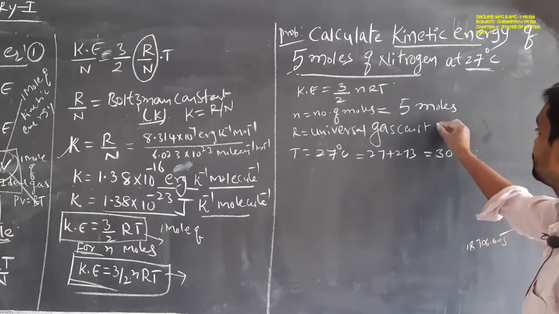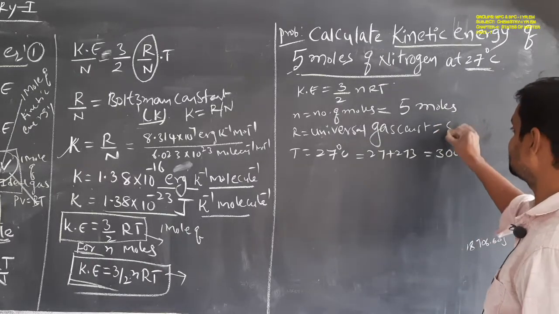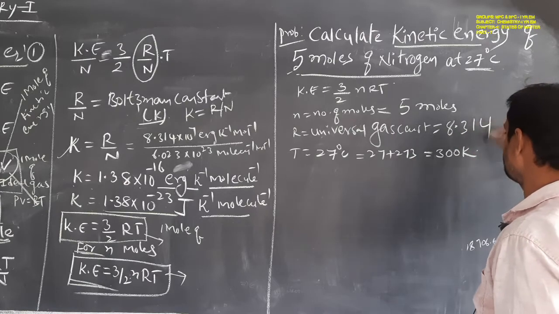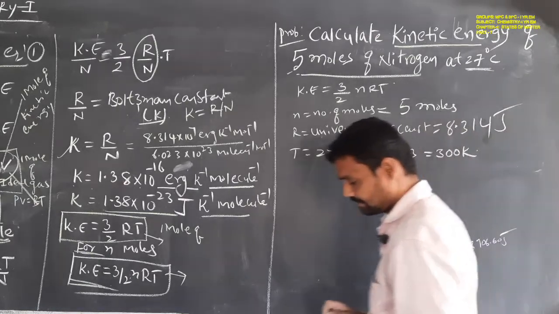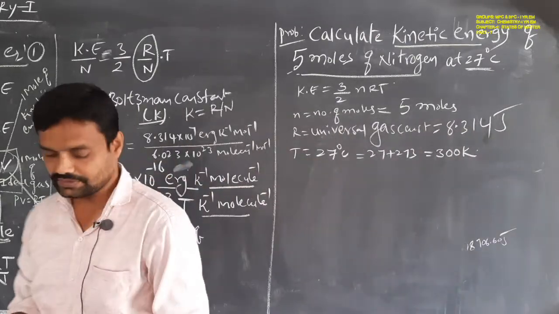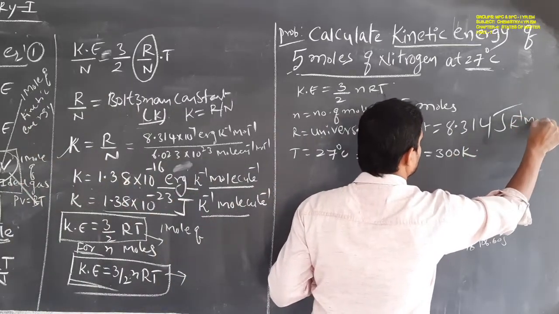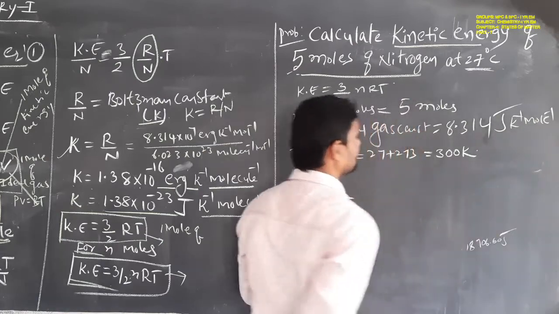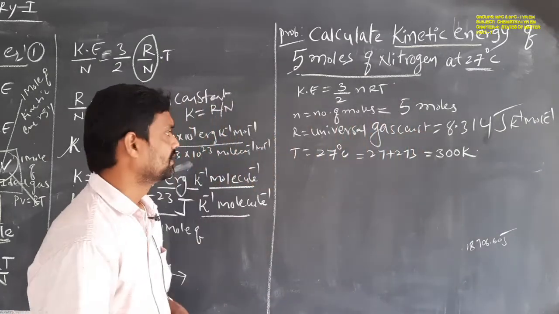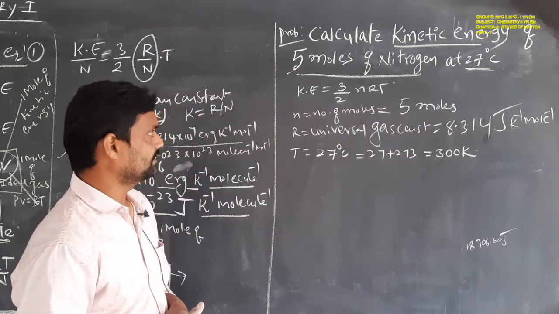So here let us take 8.314 joules per Kelvin per mole. So this is the R value, n value, T value.